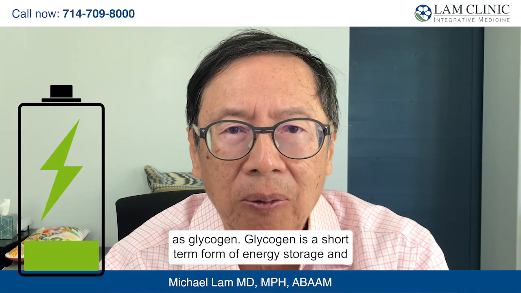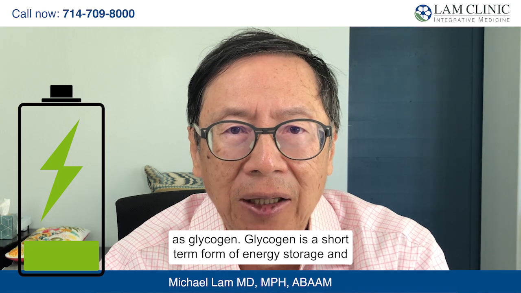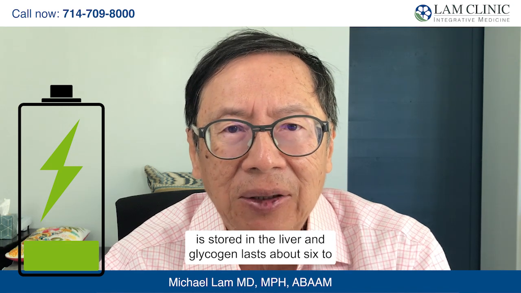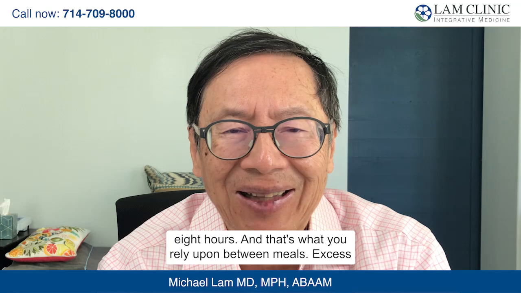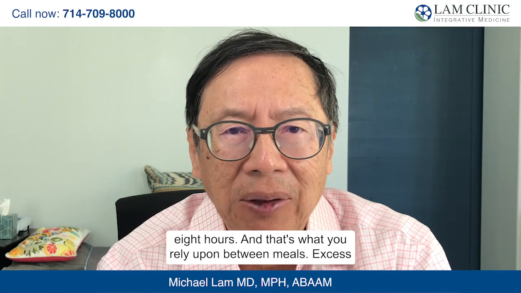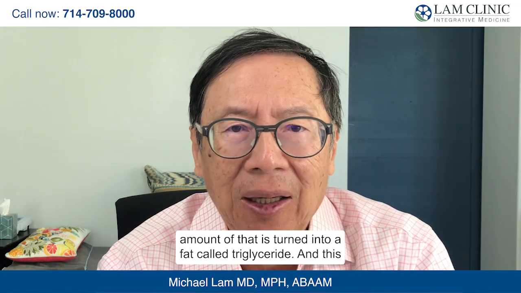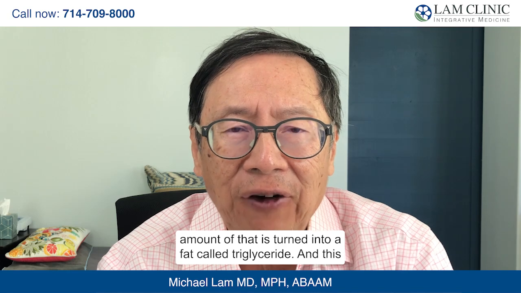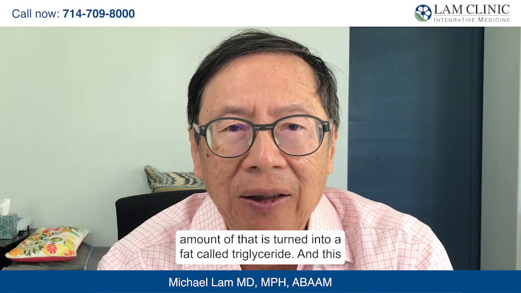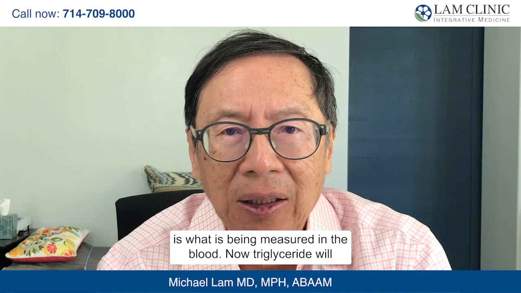Glycogen is a short-term form of energy storage, and it's stored in the liver. And glycogen lasts about 6 to 8 hours, and that's what you rely upon between meals. An excess amount of that is turned into a fat called triglyceride. And this is what is being measured in the blood.